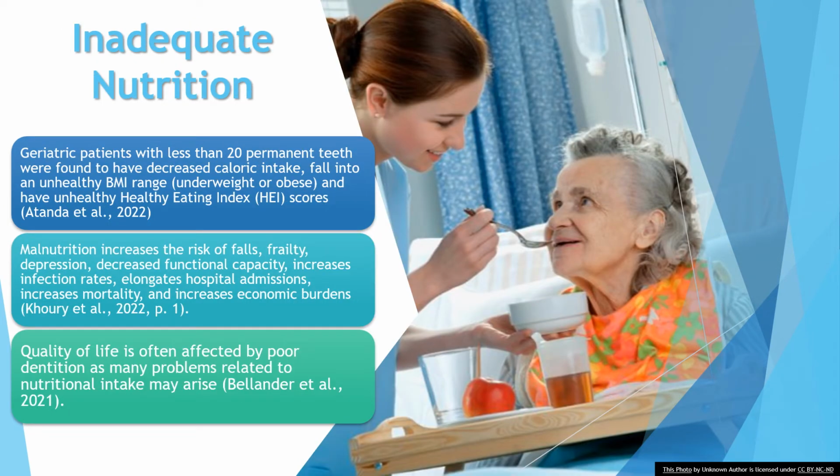Inadequate nutrition in older people with less than 20 teeth has also been shown to increase their risk of having an unhealthy BMI and an unhealthy HEI, or healthy eating index. Older adults experiencing poor dentition resulting in malnutrition had increased risk of falls, frailty, depression, decreased functional capacity, and increased infection rates, elongated hospital admissions, increased risk of mortality, and increased economic burdens.